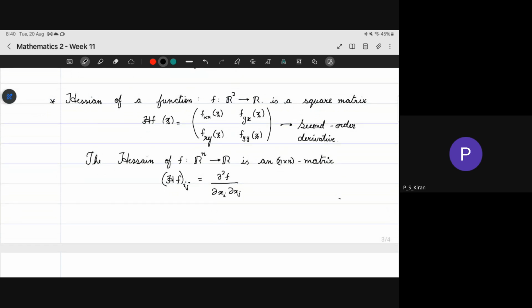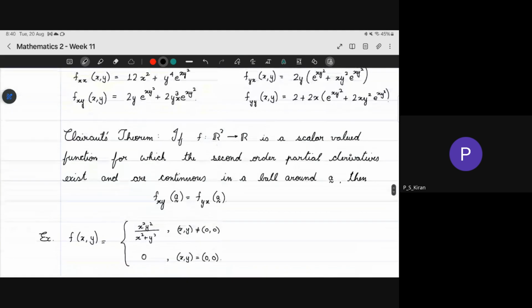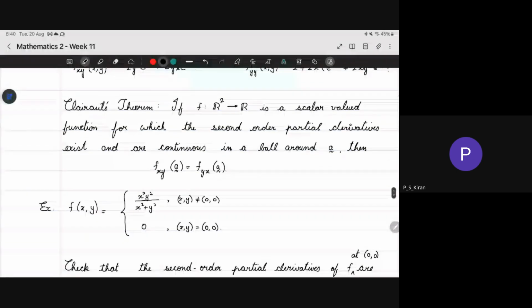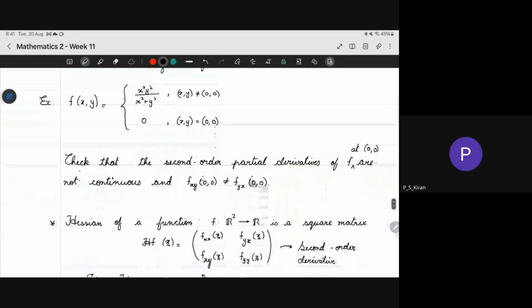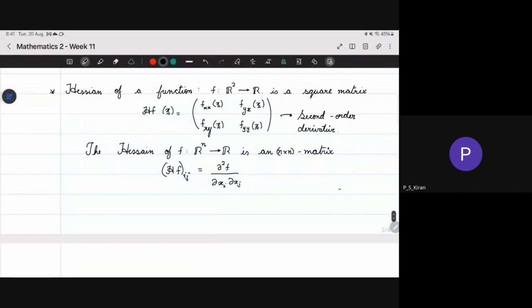Again, in most cases, Clairaut's theorem. I've stated Clairaut's theorem here only for R2, but the same thing is valid for Rn. In fact, I can just change this to Rn, and here I'll have to say fxi, fxj. Let me keep it as R2, but know that it is true for n-dimensional multivariable scalar valued functions as well. The condition that you have to check is again the same: do the partial derivatives exist at the point, and are they continuous? Then the mixed partial derivatives will be equal, and the Hessian matrix will become a symmetric matrix.